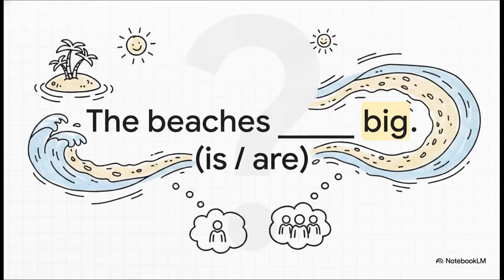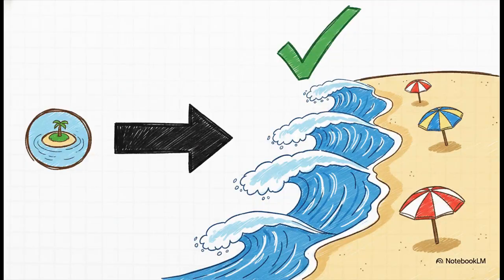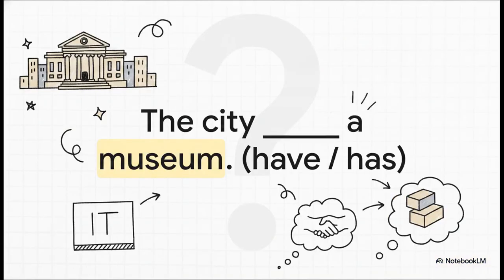Let's try another one. Let's step it up a bit with a slightly more challenging one. The island is small, but the beaches blank big. You need to pick the correct to be verb here, is or are. Look really closely at the noun right before the blank. Is beaches singular or plural? Yep, the answer is are. The island is small, but the beaches are big. Because beaches is plural, we have to use the plural form of the verb to be. And again, look at the adjective big sitting right there at the end without an S. Spot on.